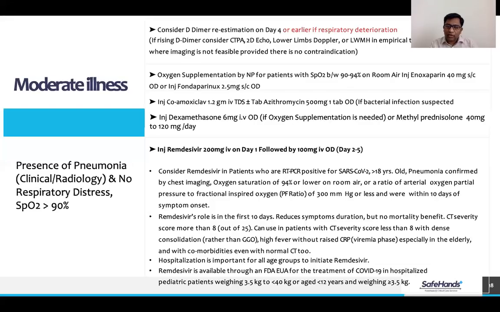Remdesivir is available through an FDA EUA for the treatment of COVID-19 in hospitalized patients with emergency approval. In pediatric patients, weighing 3.5 kg to less than 40 kg, or aged less than 12 years with weight of more than 3.5 kg.